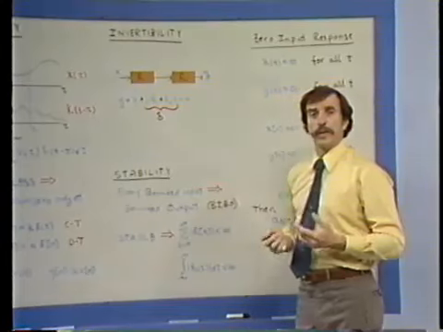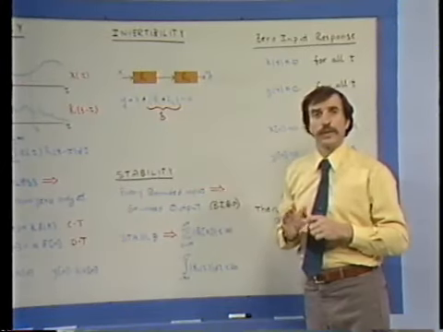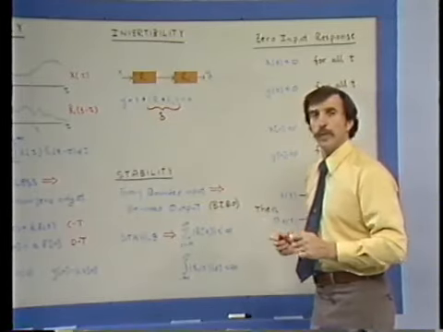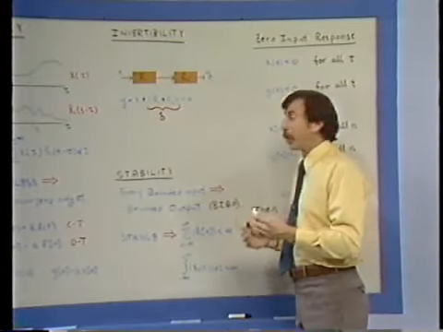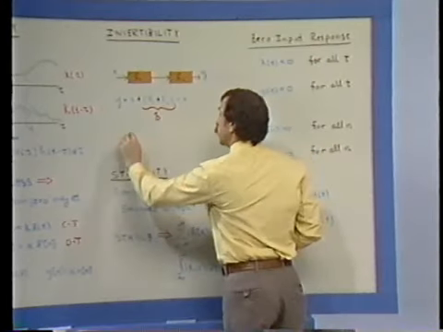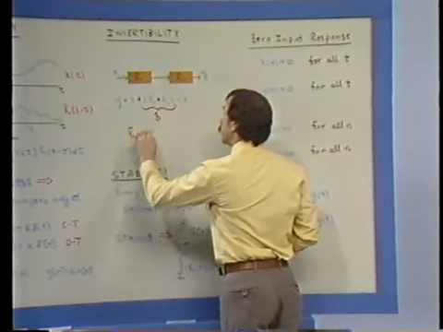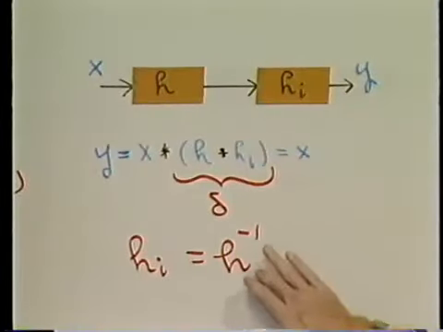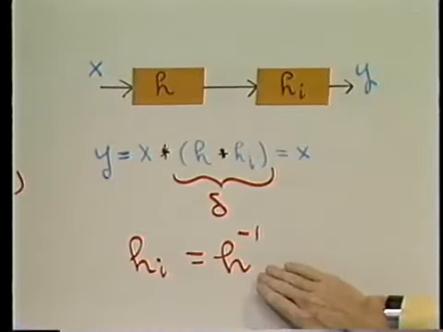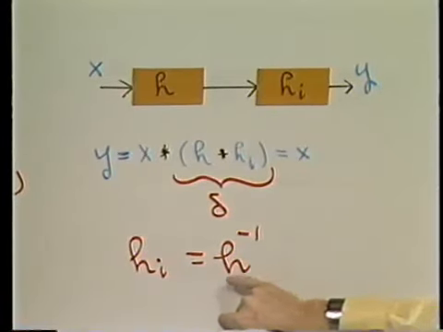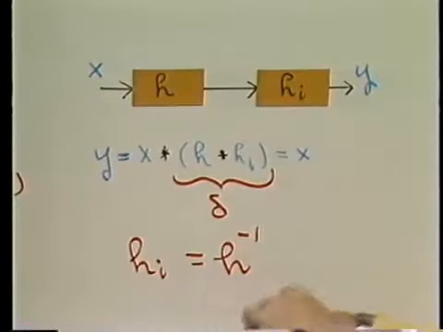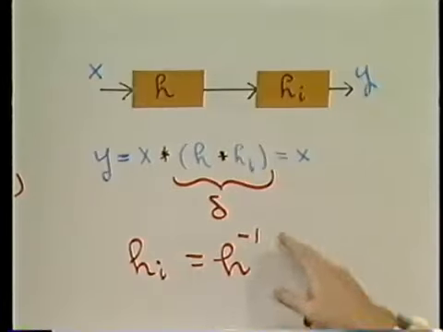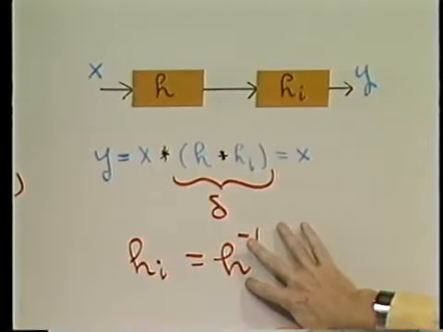Notationally, by the way, it's often convenient to write, instead of h sub I as the impulse response of the inverse, h to the minus 1. We'll find it convenient, and more typical, to write it that way. And we mean by that the inverse impulse response, and one has to be careful not to misinterpret this as the reciprocal of h of t or h of n. What's meant in this notation is the inverse system.